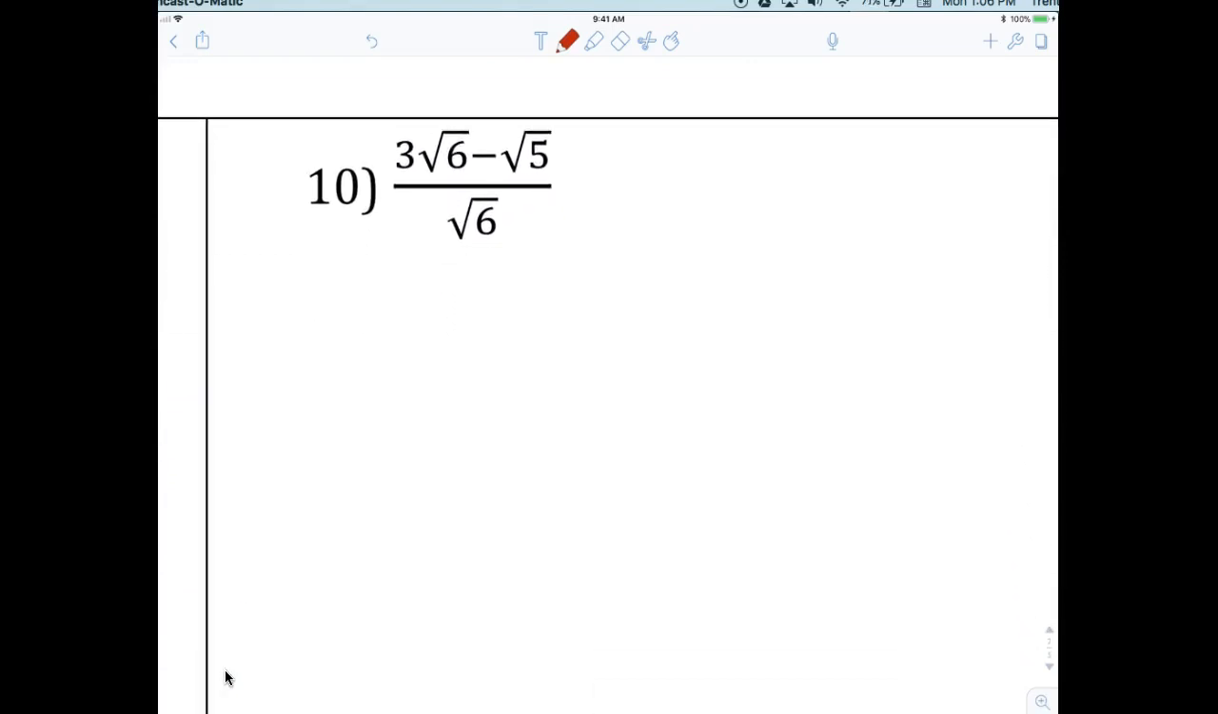Multiply the top and bottom by radical 6. So when I do that, remember I'm trying to show you how you should be thinking about numbers. 3 radical 6 times radical 6, you should be able to look at pretty confidently and just say that is 18. How do I know that? Because the square root of 6 times the square root of 6 is what? 6. And then 3 times 6 is 18.